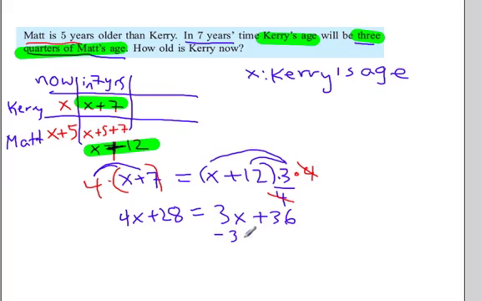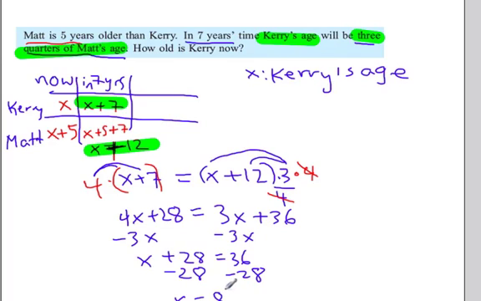And again, I'm going to go through the algebra relatively quickly because hopefully now you guys are getting the hang of it, okay? 36, subtract 28, what's 36 minus 28? Okay, it's 8. Okay, so it seems like what we're getting is that Carrie is 8.